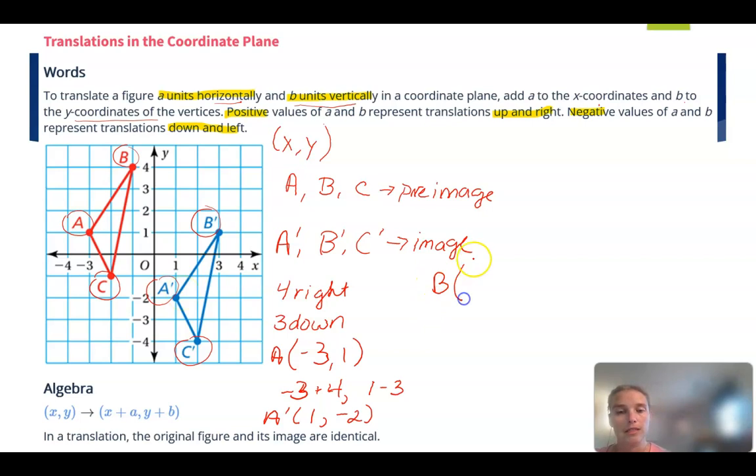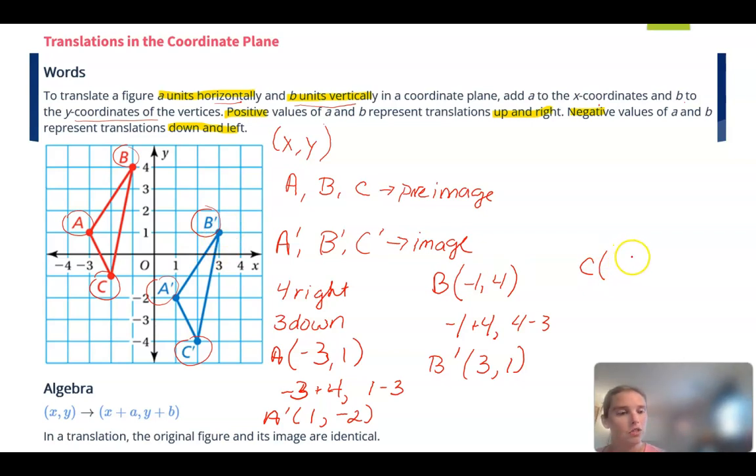B is going to be the same thing. B was -1, 4. -1 plus 4, and 4 minus 3. B prime is -1 plus 4, which is 3. 4 minus 3 is 1. Look at where it's at. 3, 1.